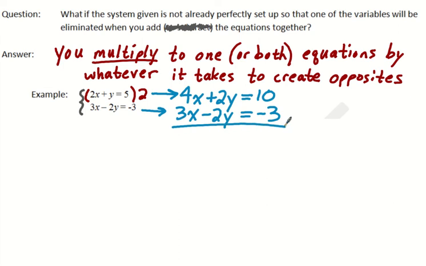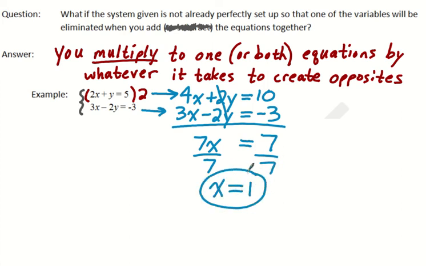And am I good to go adding these equations together? Do I have opposites now? Heck yeah, those are going to be gone. So 4x plus 3x is going to be 7x. Don't even need to write 0 or whatever. And then 10 plus negative 3 is positive 7. Now I can actually solve for x like I've been doing. x equals 1.